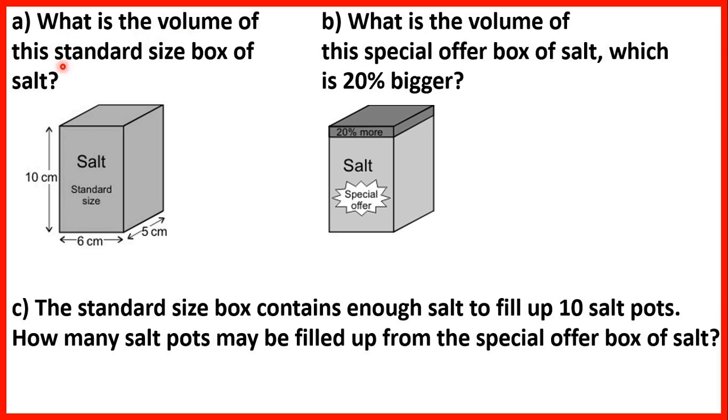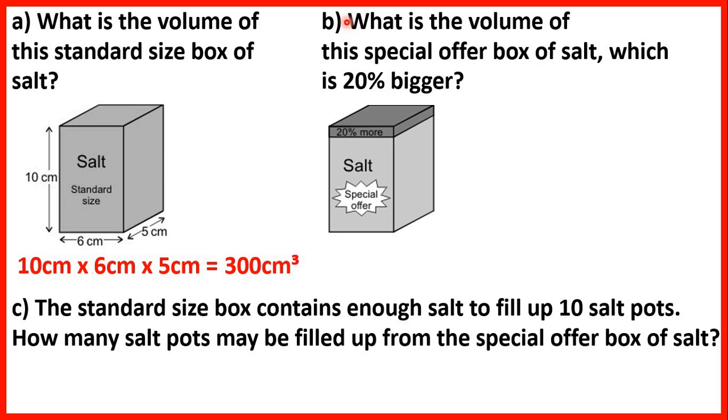What is the volume of this standard size box of salt? So the volume is the amount of space that a 3D shape takes up. And we can see that we have a cuboid. And to calculate the volume of a cuboid, we multiply the length times the breadth times the height. And they've given us the dimensions. So we just need to work out 10 times 6 times 5. 10 times 6 is 60, times 5 is 300. So the volume is 300 centimetres cubed.